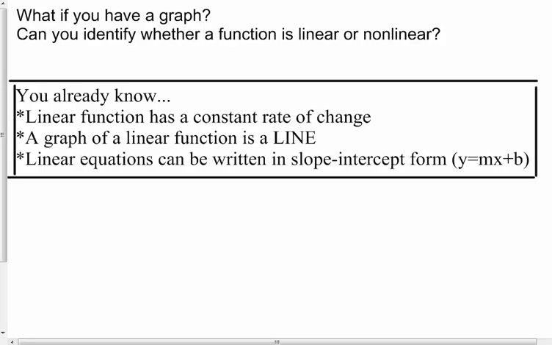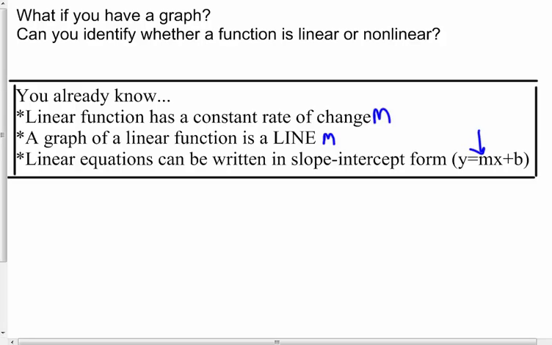What if you have a graph? Can you identify whether the function is linear or nonlinear? Well, you already know that linear functions have a constant rate of change, the slope. And the graph of a linear function is a line, that's why it's a straight line. So it does have the constant rate of change in it, the slope. And linear equations can be written in slope-intercept form. So there's my constant rate of change.